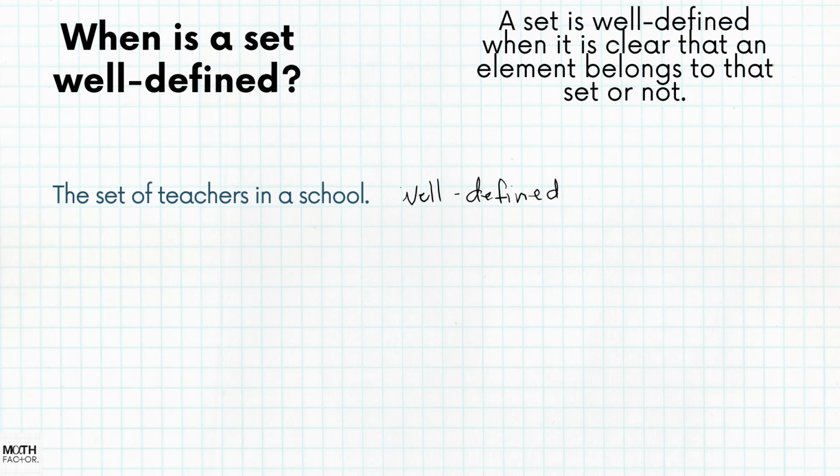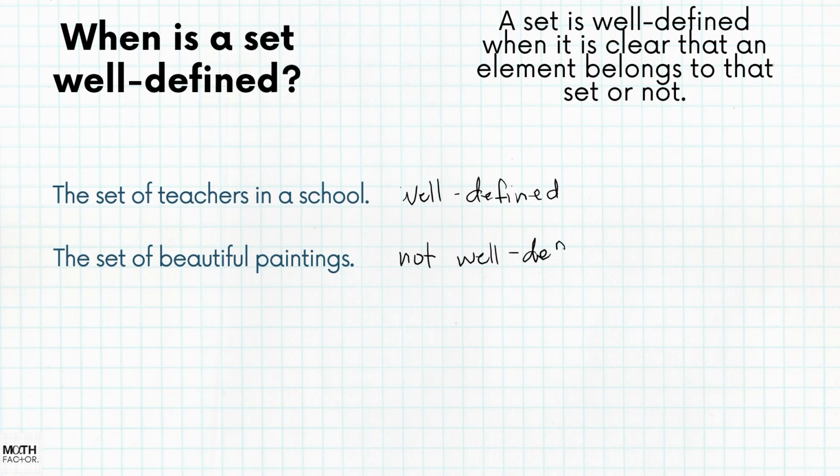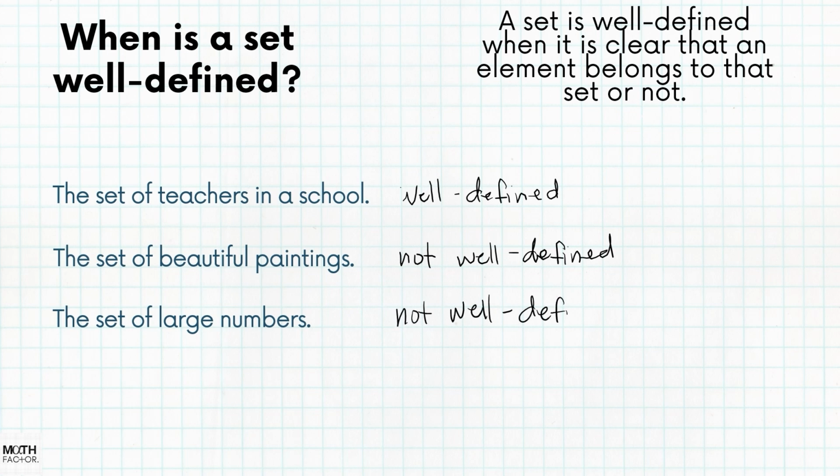Second, the set of beautiful paintings. This is not well defined. It is not well defined because it is subjective. A painting may be beautiful for one person but not for another. For our third example, the set of large numbers. This is also not well defined because it is also subjective. A number may be large for one person but not for another.